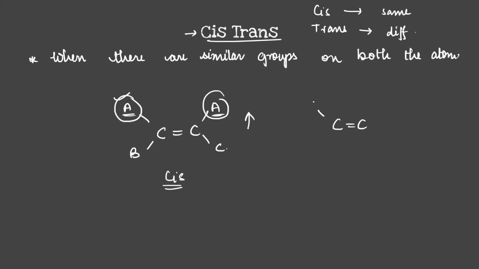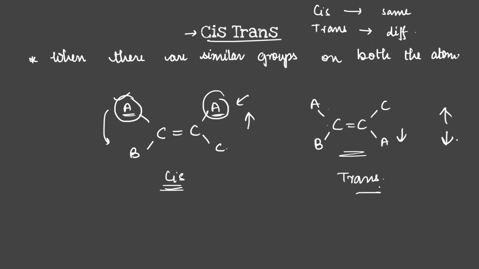Now, there can be a scenario where I can place A down, or I can put this A up and bring this other A down. So in such a case they are on the opposite sides. If we are taking this convention, this is up and this is down. If they are on the opposite sides, according to our convention, such compounds are called trans compounds. So this is called cis compound. This is called trans compound.